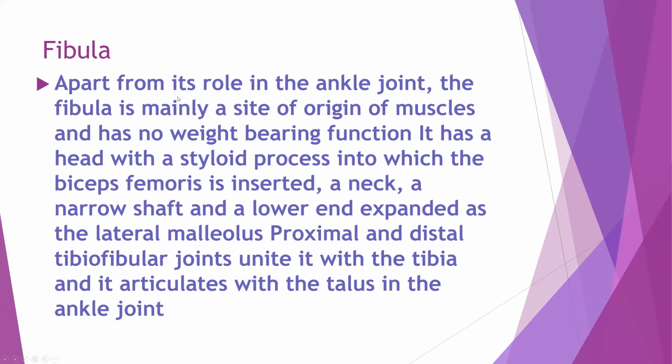Fibula. Apart from its role in the ankle joint, the fibula is mainly a site of origin of muscles and has no weight-bearing function. It has a head with a styloid process into which the biceps femoris is inserted, a neck, a narrow shaft, and a lower end expanded as the lateral malleolus. Proximal and distal tibiofibular joints unite it with the tibia, and it articulates with the talus at the ankle joint.